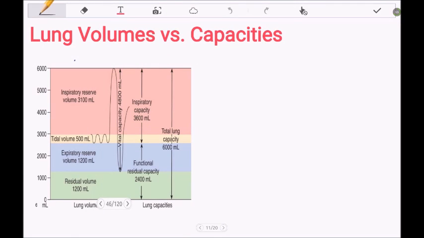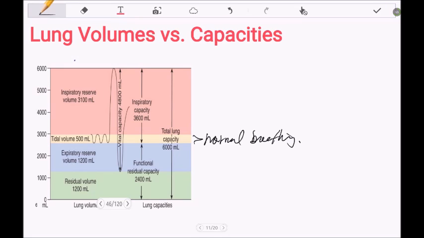Now we're going to talk about some lung volumes and some capacities. This picture, I'm sure you have seen it in nursing school before, you might have forgotten or not. So this will be just a quick review, okay? Tidal volume right here in the yellow area, 500. This is normal breathing, in and out, right? Inspiration, expiration, normal breathing. It seems to be about 500 cc's.